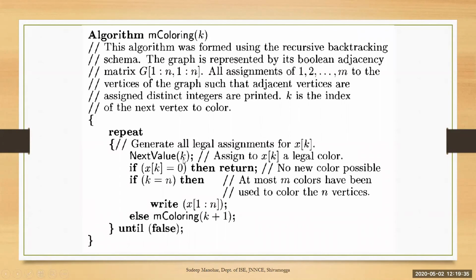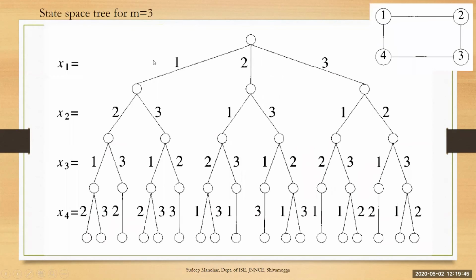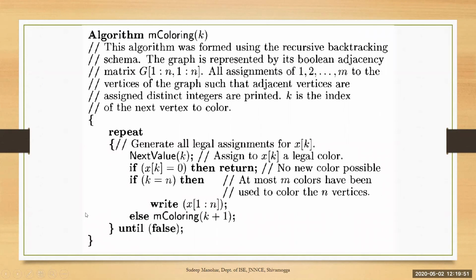We have colored only one vertex now. It is not n, isn't it? So here you are checking whether you have colored all the vertices. If you have colored all the vertices, for example, you have colored 1 now, next is 2, next is 3, next is 4. If you have colored all, then you will print the values from 1 to n. So this is one solution you are printing.